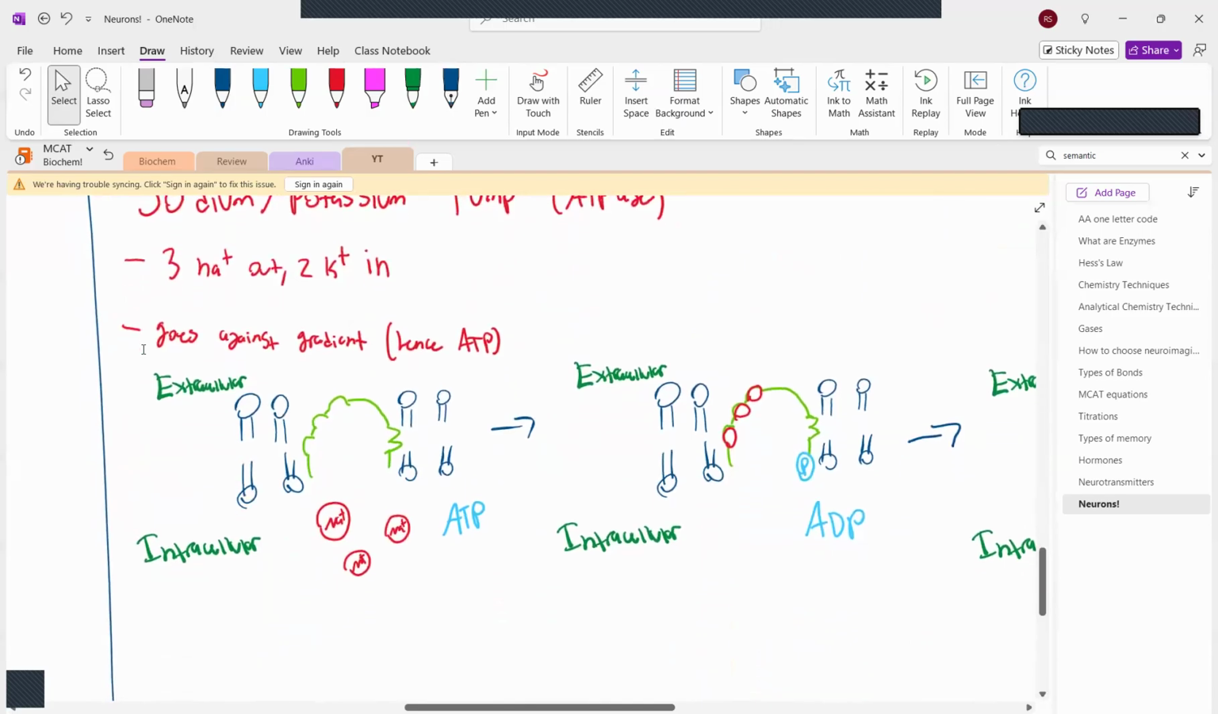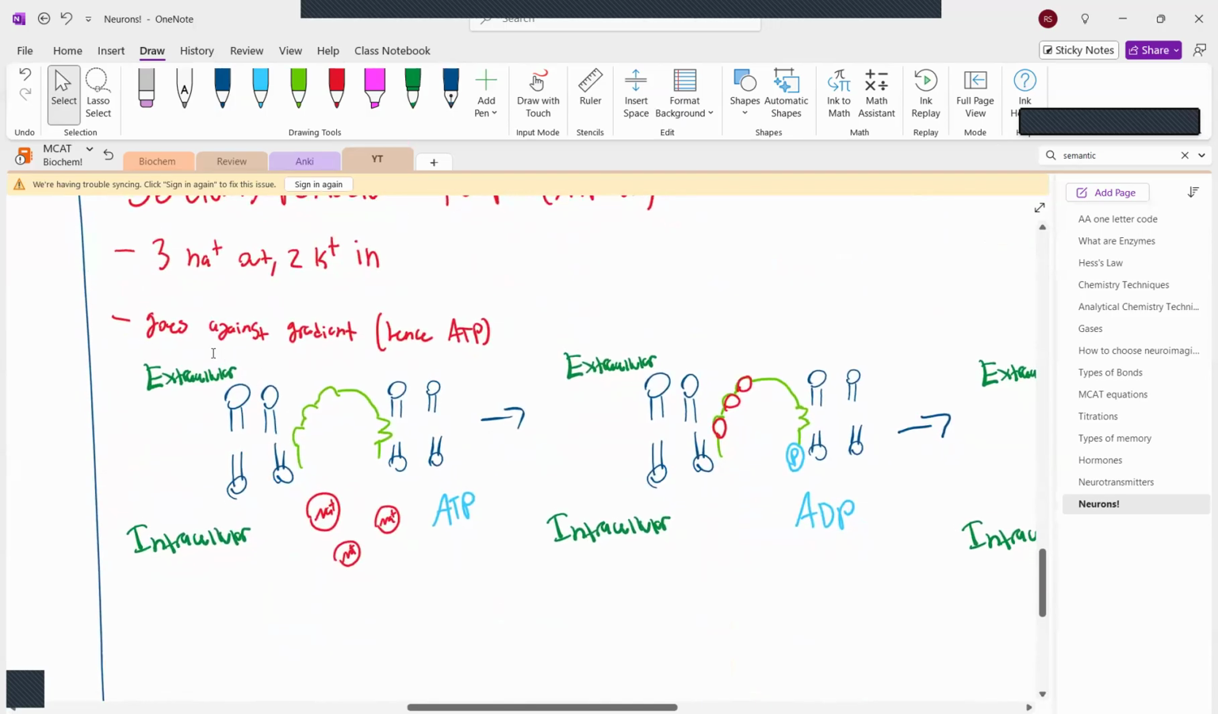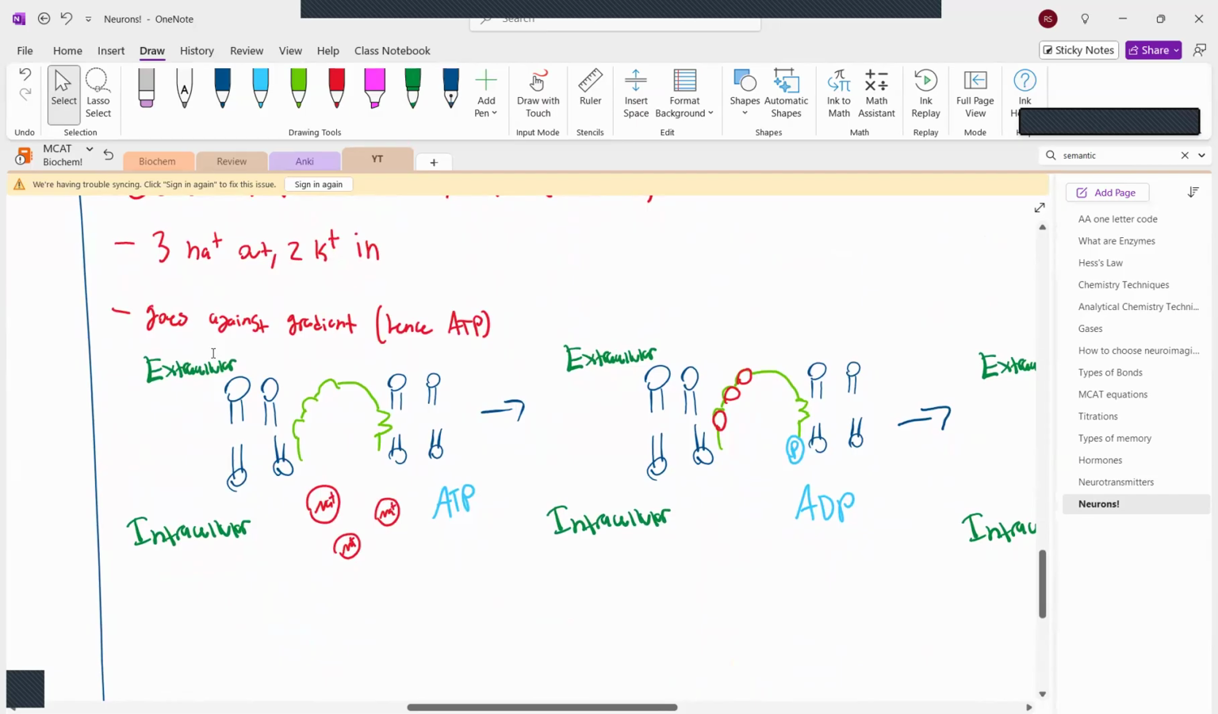Yeah, so that's how I like to think about it. Everything that goes against a gradient, you're going to need some form of energy because the body just doesn't like to do that. Hence why you use ATP, and it's called an ATPase.